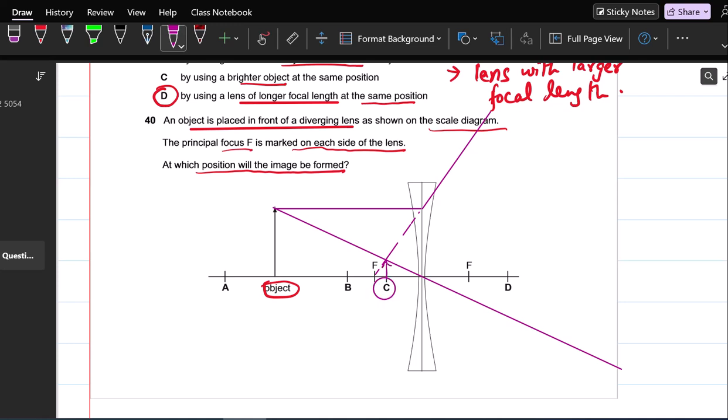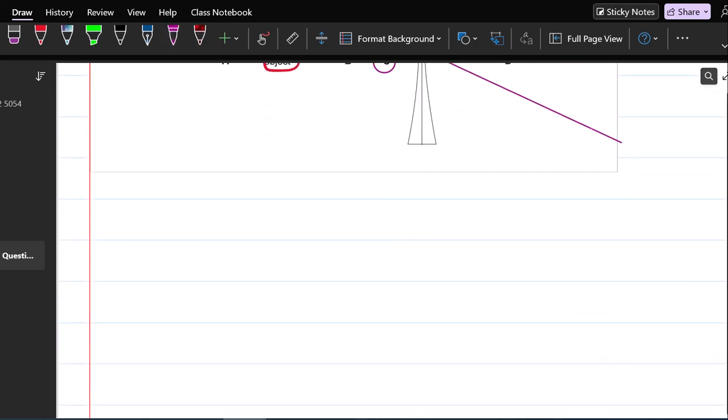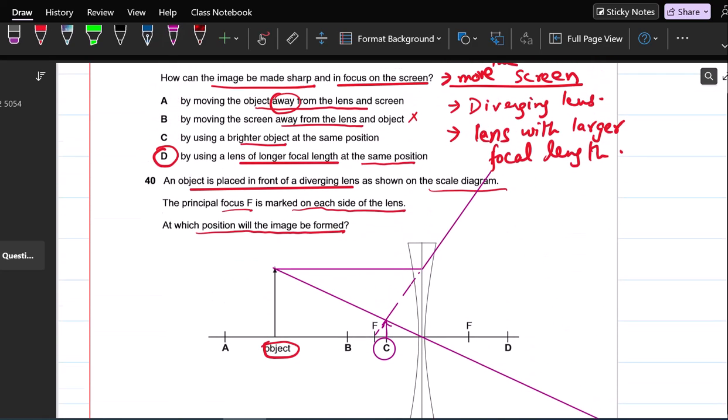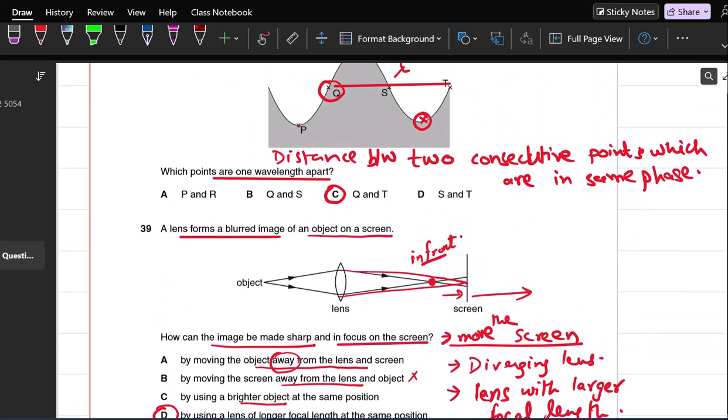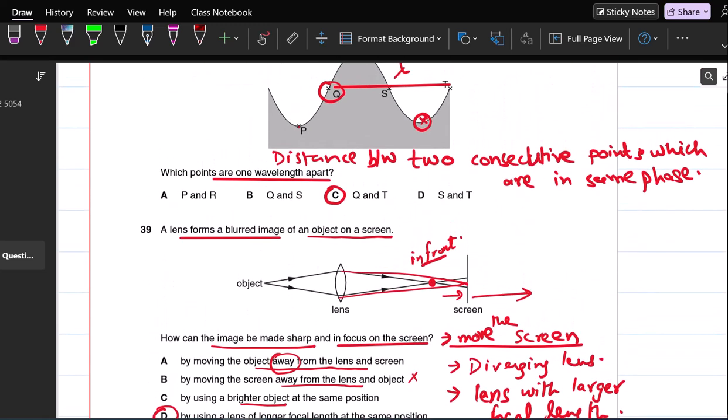So dear students, we are done with this section. We have done 40 questions of waves, and we have covered all the sections. Sound, light, electromagnetic spectrum. We have covered general properties of waves. So hope it is good for your preparation regarding this section waves, and if it is all clear, then it's good.